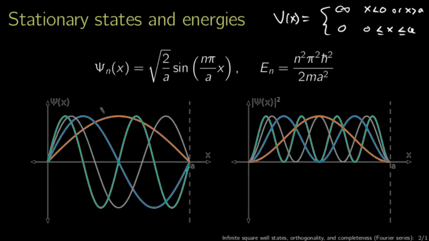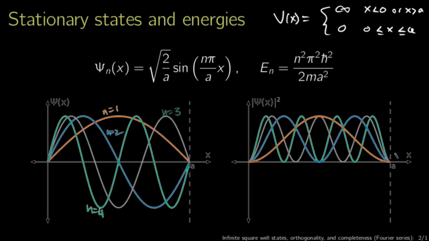So this orange curve, this is n equals 1. The blue curve is n equals 2. The purple curve is n equals 3. And the green curve is n equals 4. If you calculate the squared magnitude of the wave functions, they look like this. 1 hump for n equals 1. 2 humps for the blue curve, n equals 2. 3 humps for the purple curve, n equals 3. And 4 humps for the green curve, n equals 4.